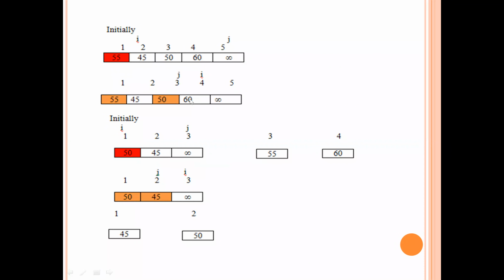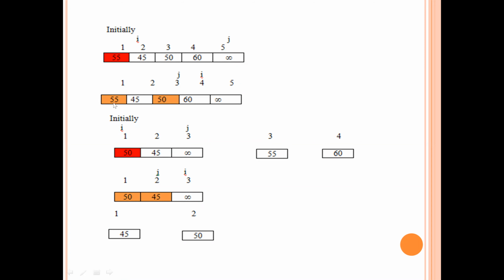Here 60 is greater than 55, so J will come here. And if you take 45, it is less than 55, so it will come here. 50 is less than 55, it will come here. And again 60, so I will stop here and J will stop here. Because both have crossed, then what happens? If they have not crossed, you will swap these two, but they are crossed. Crossed means the complete process of moving I and J is over.